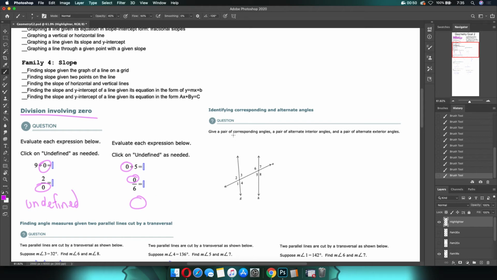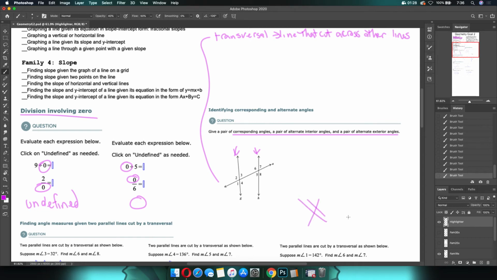You can see a whole bunch of vocab. Corresponding, alternate interior, alternate exterior, and your brain is just going, wait, what? So let's talk about vocab first. You can see we have some lines here. Those are pretty straightforward. But this line here is called a transversal. What that means is it is a line that cuts across other lines.